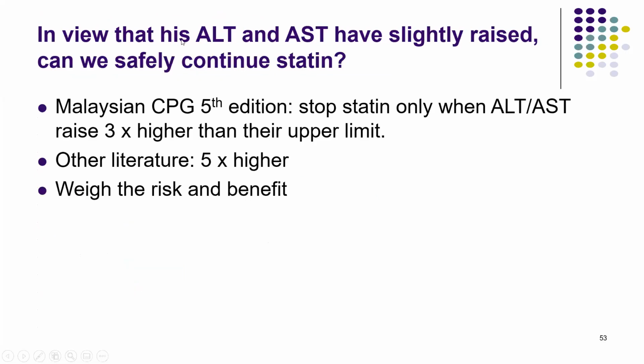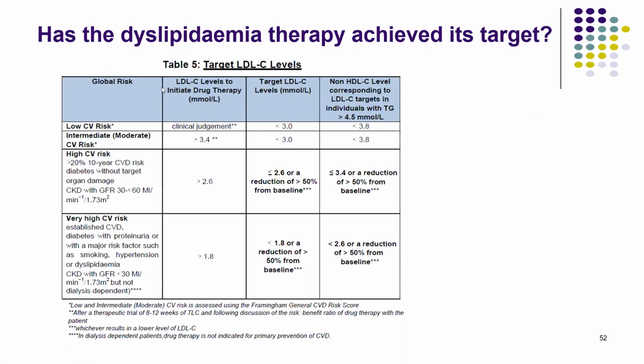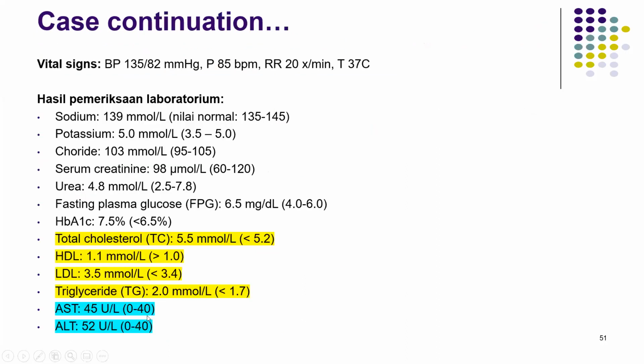Okay. In view of that his ALT and AST have slightly raised, can we safely continue statin? Okay, so our answer in Malaysian CPG 5th edition: stop statin only when ALT, AST raised 3 times higher. So the higher one is 40, right? 40, so 3 times higher means 120. So this patient is still 45. Yeah, still okay, so we still can continue the statin.